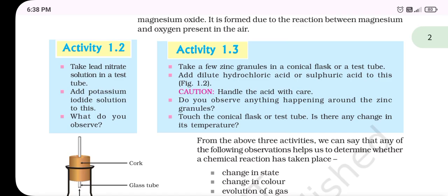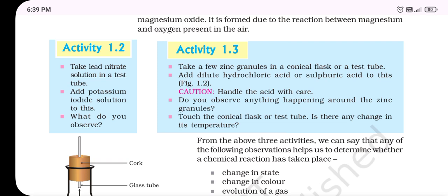Let us read activity 1.2. It says take lead nitrate. What is lead? Lead is Pb, and nitrate is NO3. Lead in our day to day life is Pb 2+ and nitrate is NO3 minus. So lead nitrate is Pb(NO3)2.